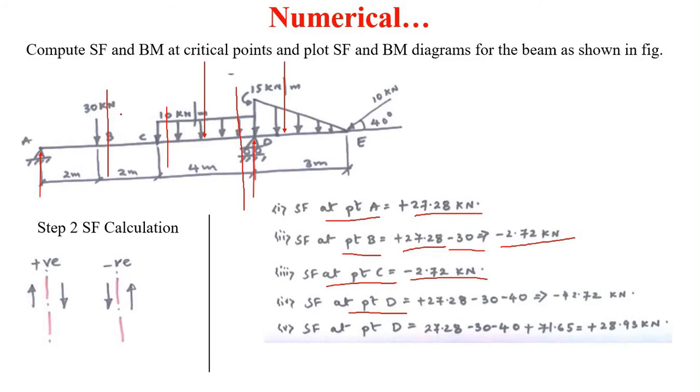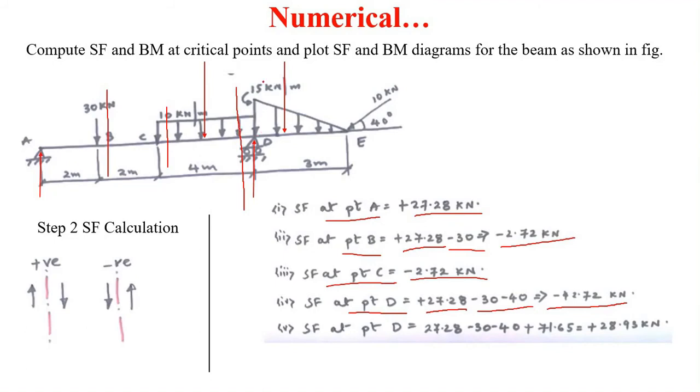Okay, this 30 kilonewton is minus, then again this 40 kilonewton at the center of this CD, and it is again going in the downward direction, so again it will be minus. Therefore, 27.28 minus of this 30 minus 40. So the shear force at point D, when we take a section just at the left side of this D, will be minus 42.72 kilonewton.